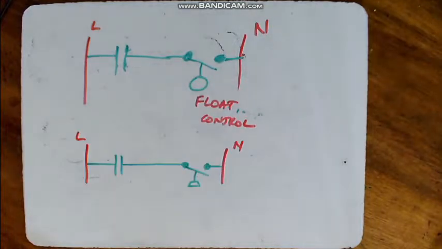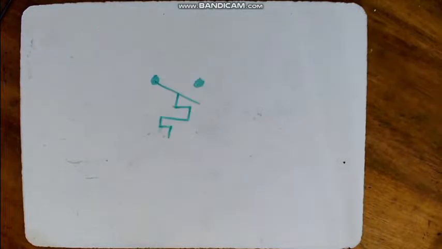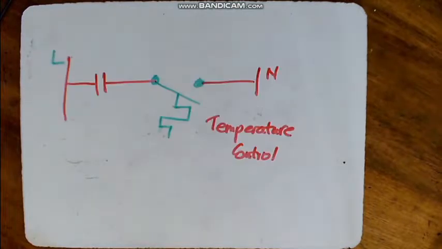The next one is pressure control. Both these switches are normally open. And then you get temperature control, and that's how it would look in a ladder logic. That will also be normally open.